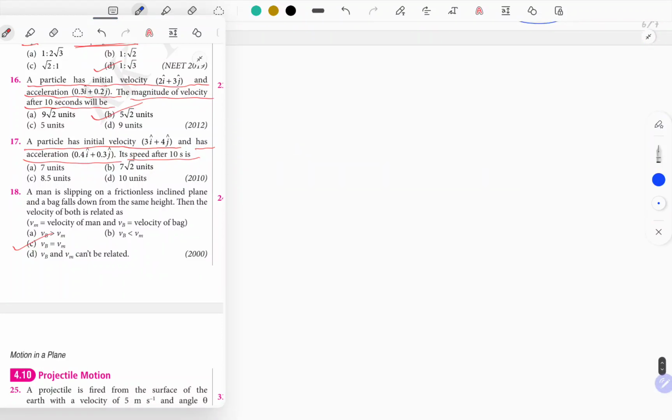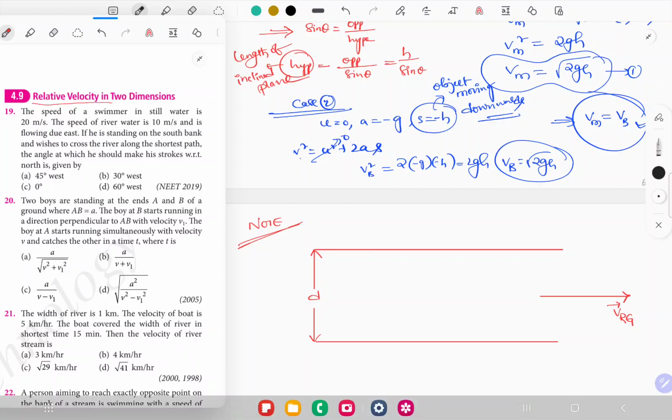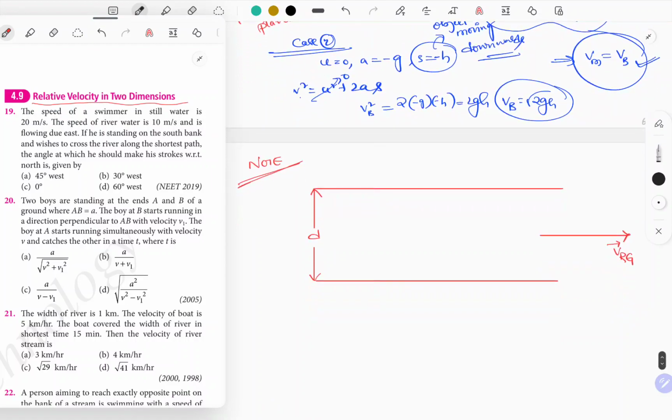Let's move on to the next topic. Now, the next concept is relative velocity in 2 dimensions. Before going into numericals based on relative velocity in 2 dimensions, let me explain a small concept, a riverboat numerical. I would like to give you a few small points. I'm not going to explain the complete concept; the complete concept video will be a separate video. You can see that video. I'll upload it as soon as possible.